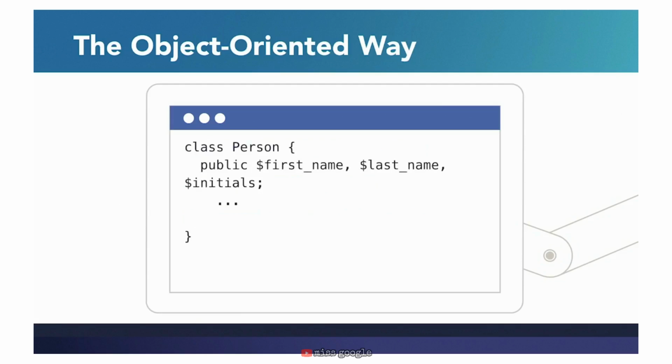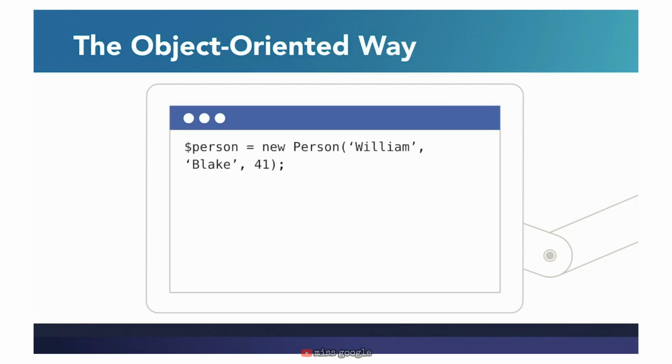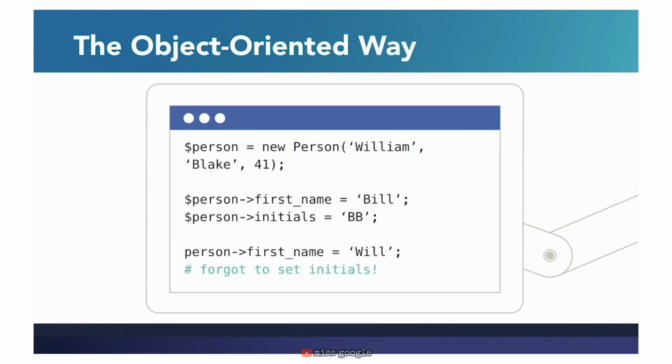To see what I mean, let's consider the simple case of a person object with publicly accessible properties first name, last name, and initials. Now, if we allow programmers to change these properties directly, they have to remember to reset initials every time they change either first name or last name, which they're almost certain to forget somewhere, and this introduces bugs into the program.